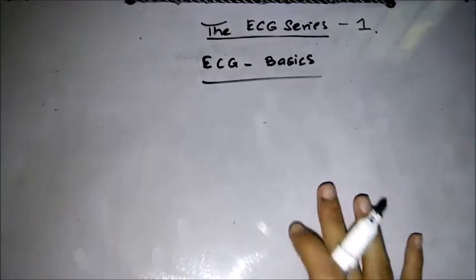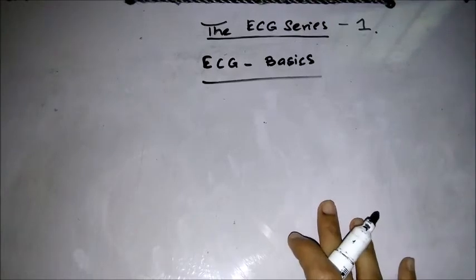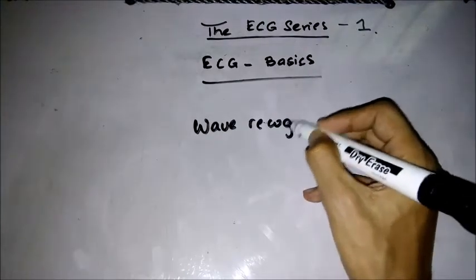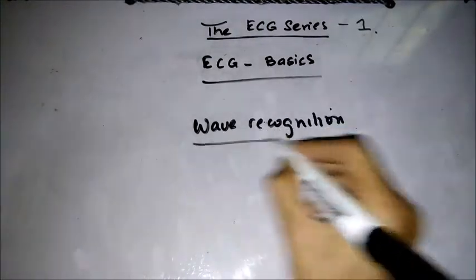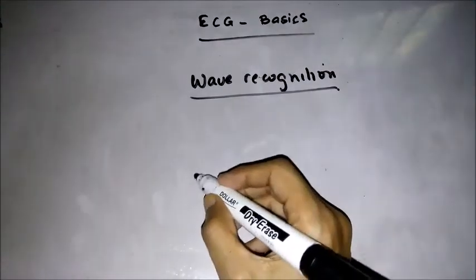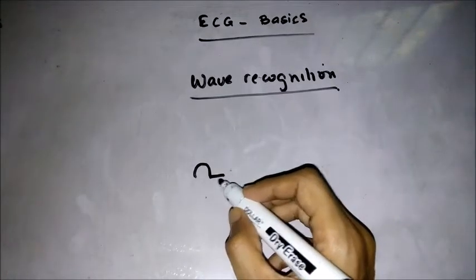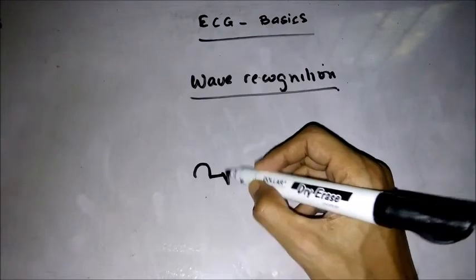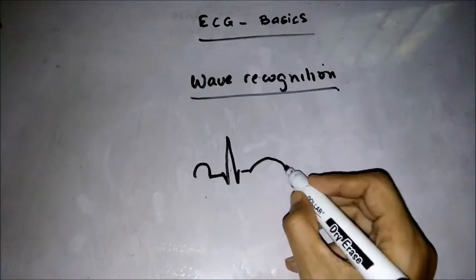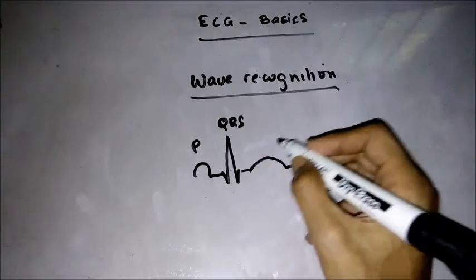Now, one of the first things that you need to master if you want to become an expert in interpreting an ECG is wave recognition. Right? So basically, you have a few basic waves in every ECG. The first wave is the P wave. And then you have an isoelectric line after that known as the PR segment. And then you have another wave known as the QRS complex, and then you have a T wave. So these are the three basic waves of an ECG.